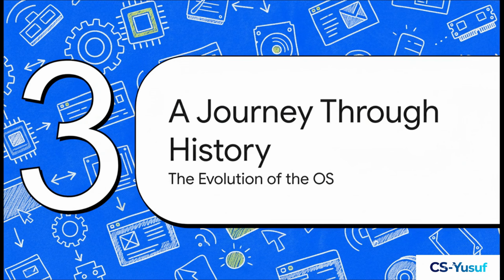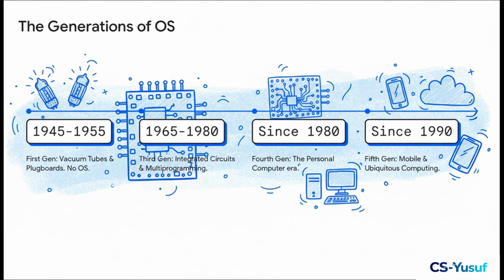Now, all these amazing ideas, the kernel, processes, system calls, they didn't just appear out of thin air. They evolved over decades of trial and error. So for Section 3, let's take a quick journey through computer history to see how we got here. You can really map the evolution of the OS right onto the evolution of the computers themselves.